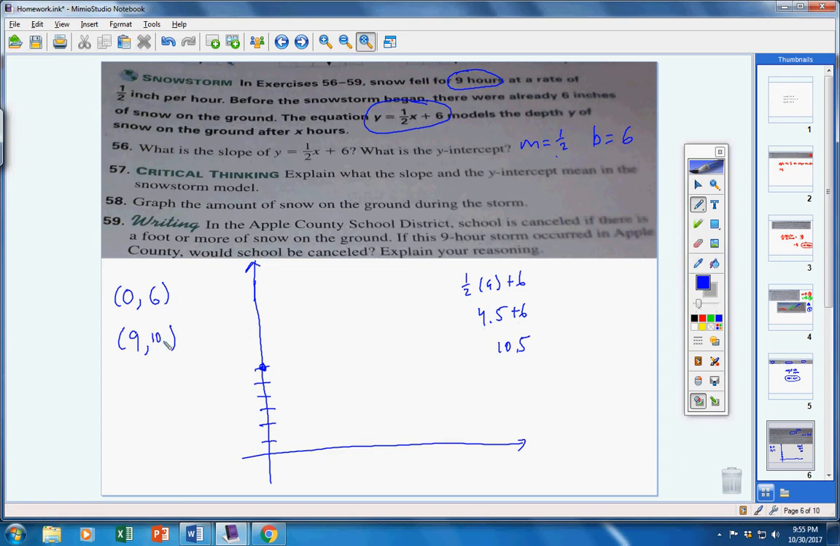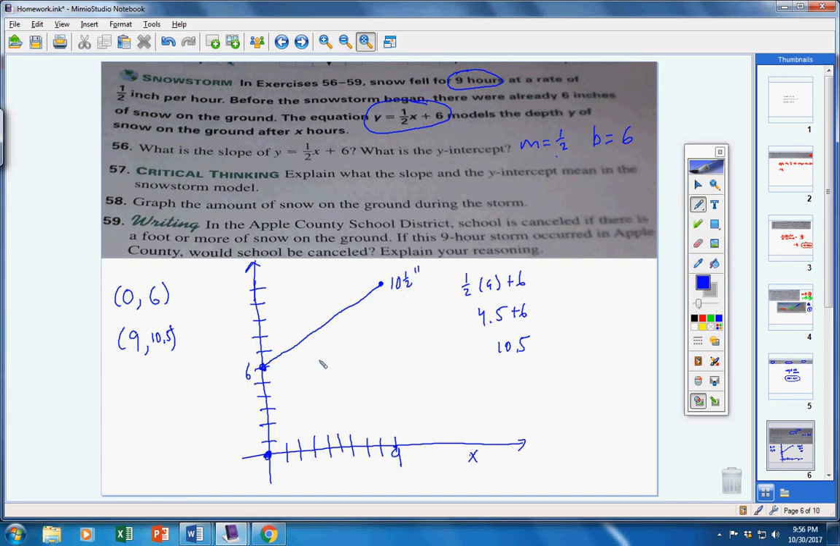So 9 comma 10.5. So 1, 2, 3, 4, 5, 6, 7, 8, 9, 10, 11. Go over 9 and up 10.5, which is right there. And there's your line. Now notice I did not put arrows on each end. This is a word problem, so the graph should match the statistics given to us. So x is my time. I started at 0 hours and I went to 9 hours. At 0 hours there were 6 inches. At 9 hours there was 10.5 inches.